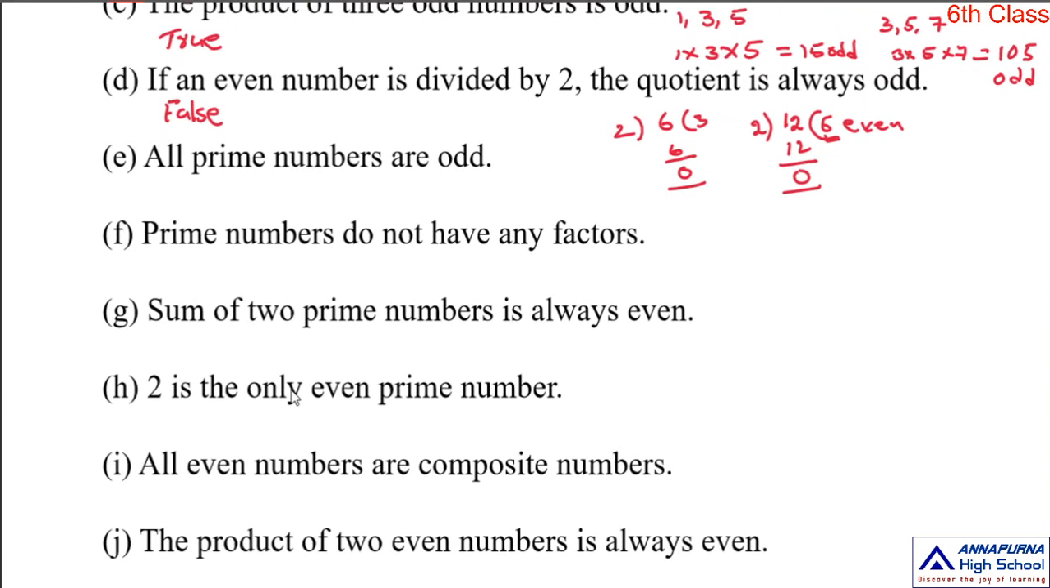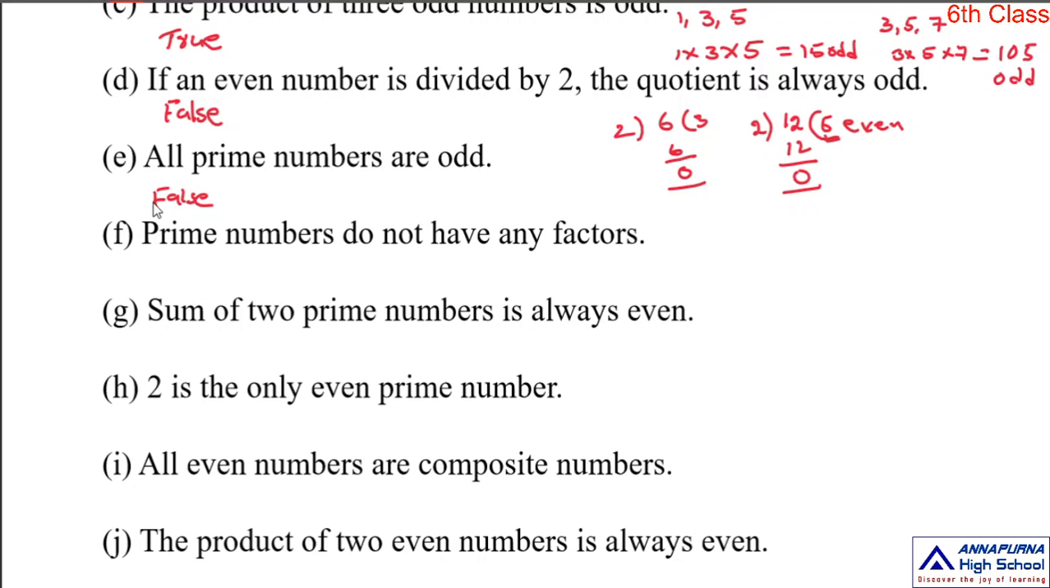Next one. All prime numbers are odd numbers. No. Why? Because except 2, the remaining are all odd numbers. 2 is the only even prime number. That's why the statement is a false statement.